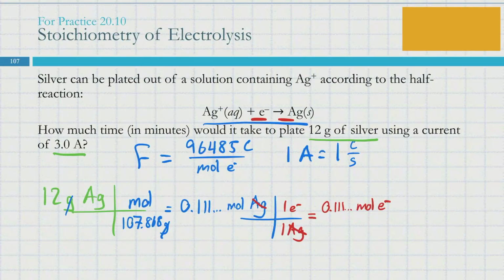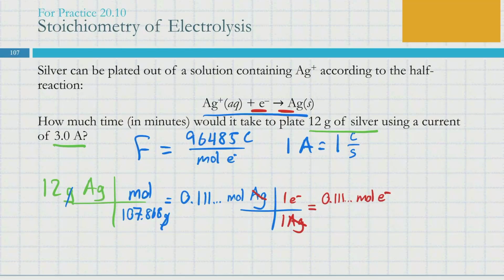Another piece of information that we have is that we've got 3 amps. And I think it's helpful to switch this to be 3.0 coulombs per second. That will be important in a little bit. But currently we've got moles of electrons, and switching 3 amps to coulombs per second doesn't really help us out because we don't have moles of electrons in here.